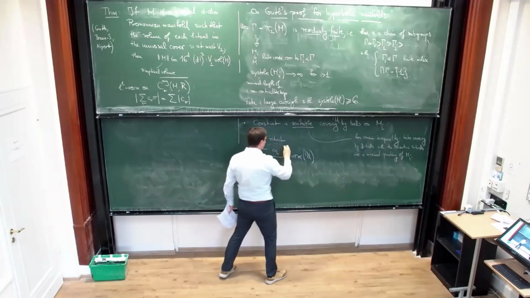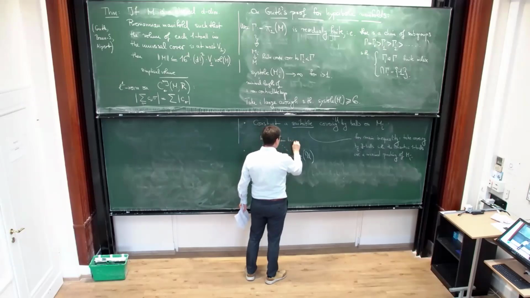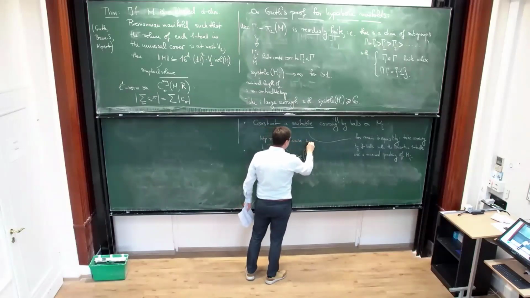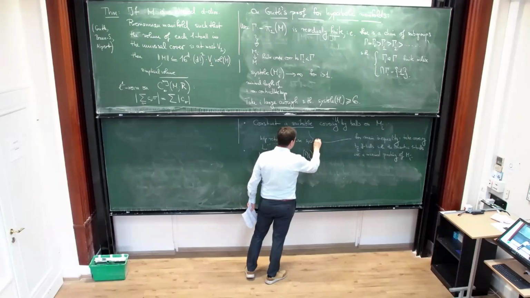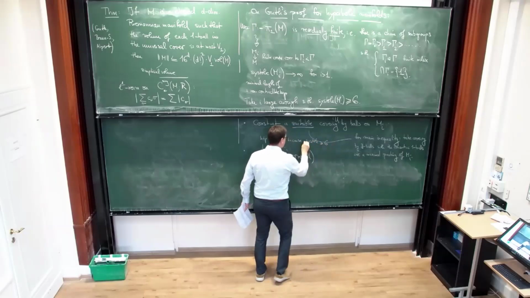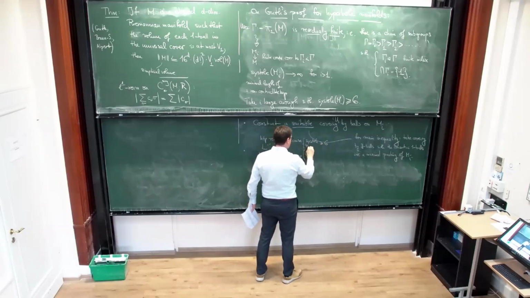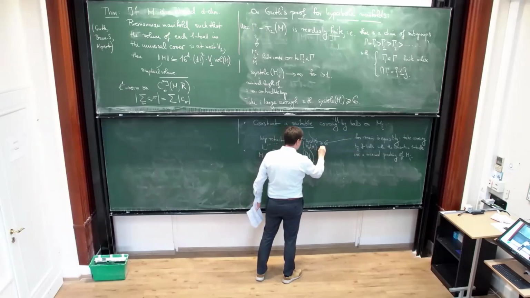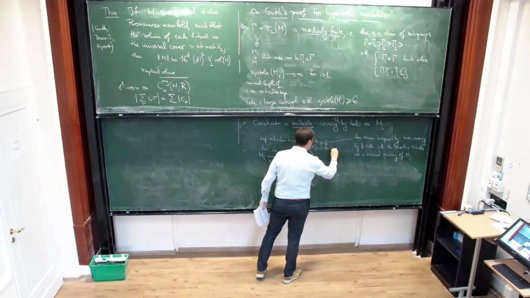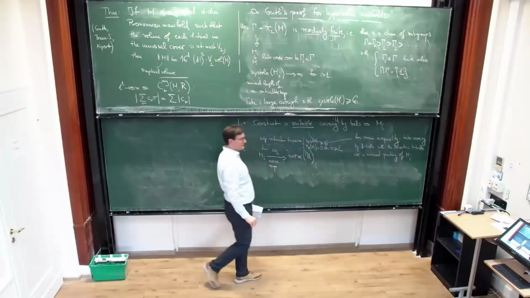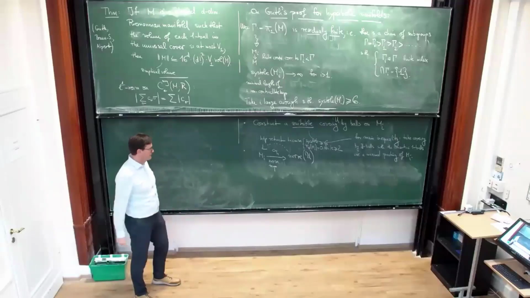And this is because the systole is big. 6, it should be enough. And the other thing is the higher homotopy groups of M_i are 0 for k bigger than 2, because the manifold is hyperbolic, in particular aspherical.